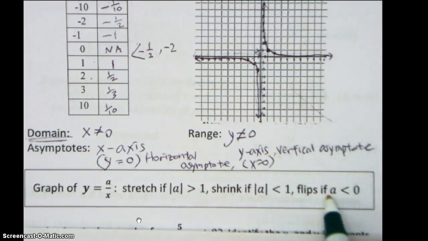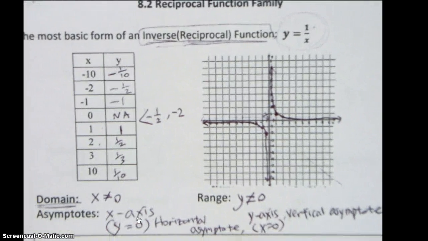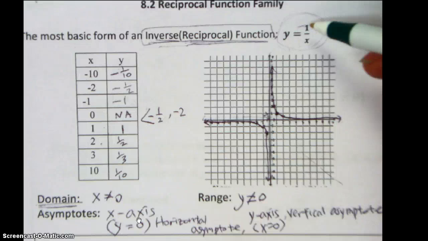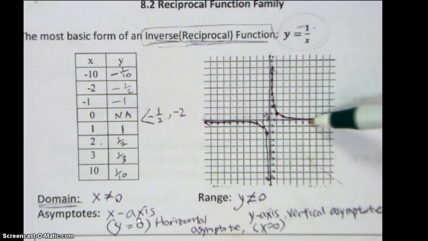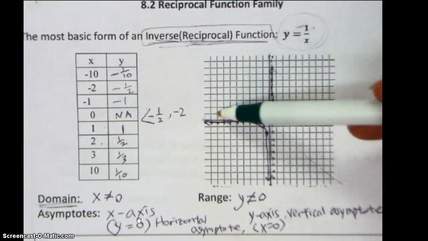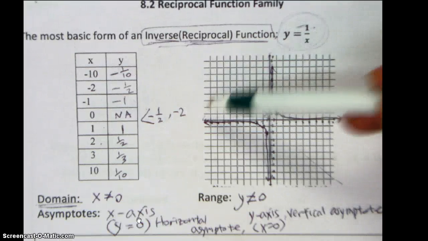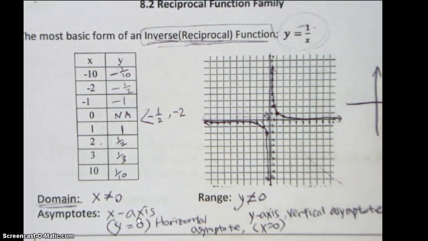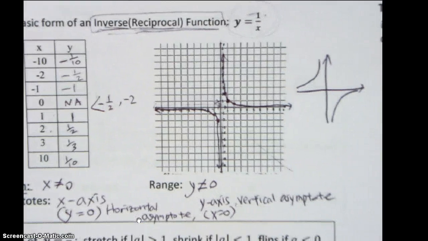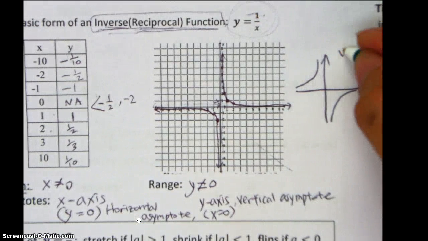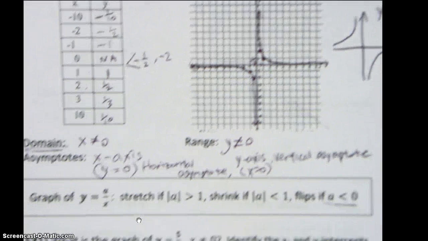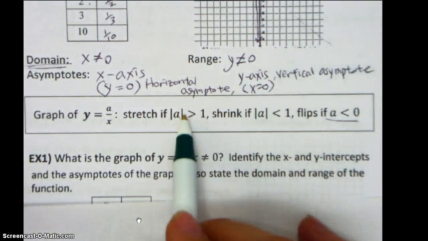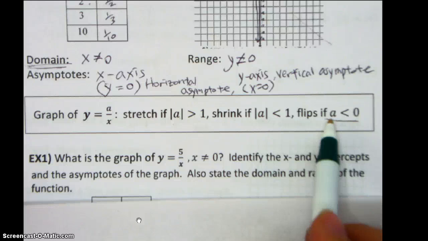And also, if a is a negative number, the graph flips. For example, in this case, a was negative 1. If you have a negative sign here, then this part will flip and come out to this side. That part will flip against the x-axis and go to this side. So in that case we'll have a graph that looks like this, because we have negative 1. That will be the graph of negative 1 over x. So that's the rule: if bigger than 1, stretch; less than 1, shrink; and if it's negative, it flips.